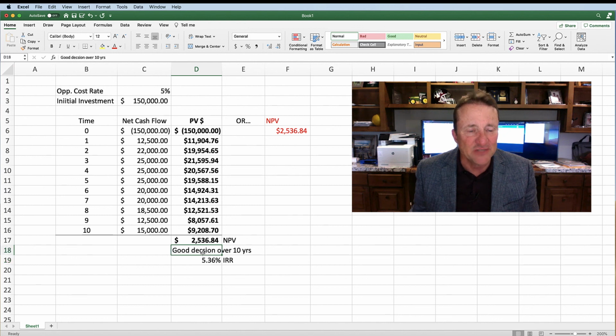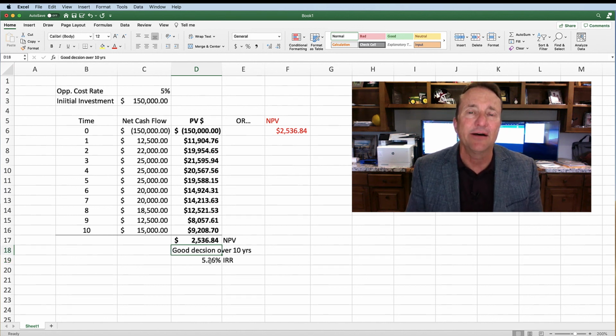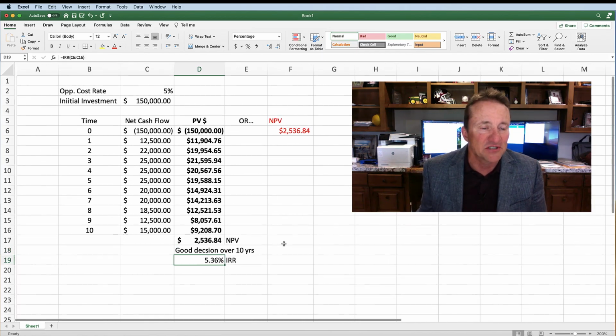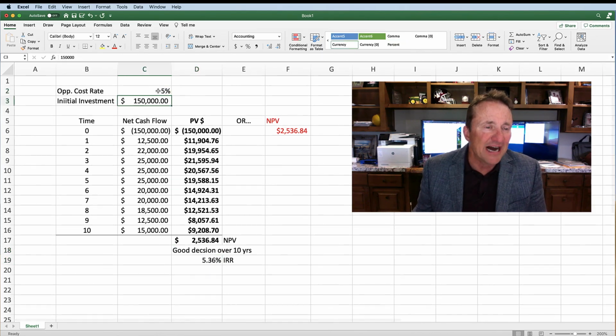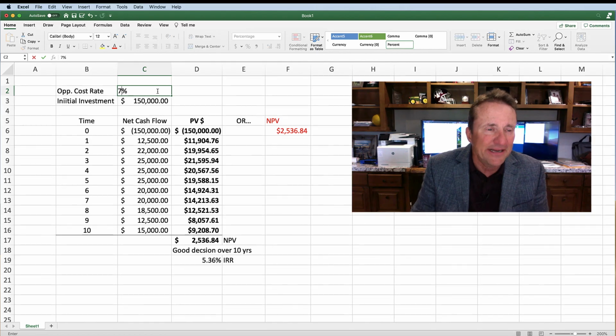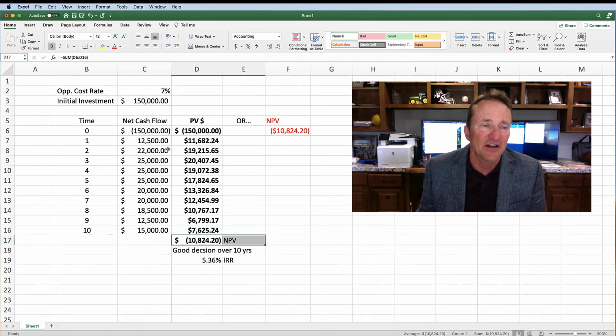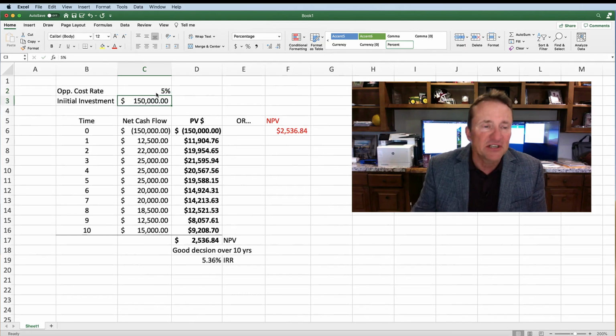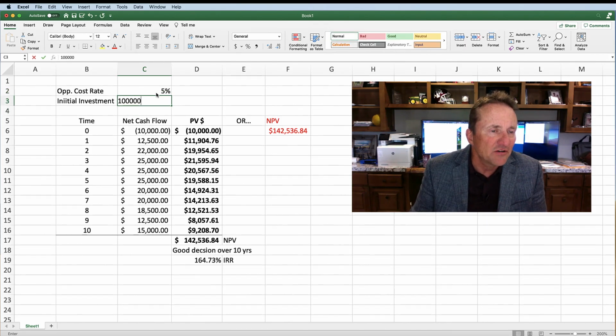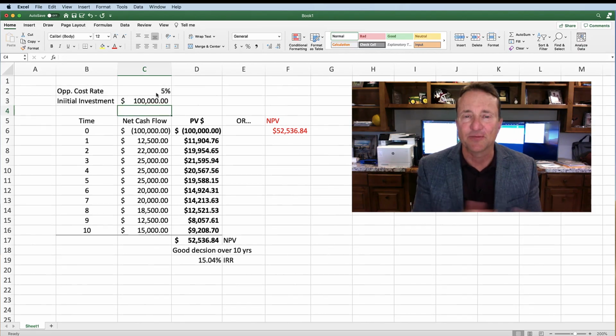Is this a good investment? Absolutely, still good. It's still positive. It's still earning you more. Now, it's only earning you 5.36%. If you looked at the risk of this higher cost, you might say, well, we need it to earn a little more now. We already know the answer. It's not going to earn that. It's not a good investment. But at 5% and at a $100,000 investment, the answer is positive.